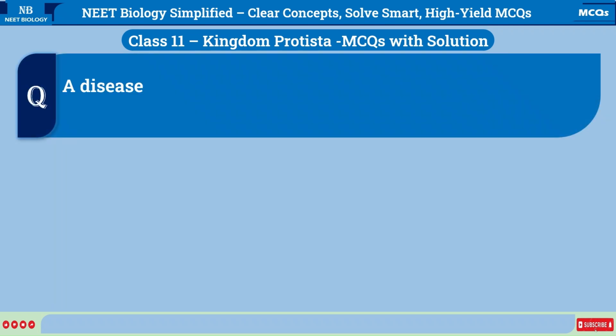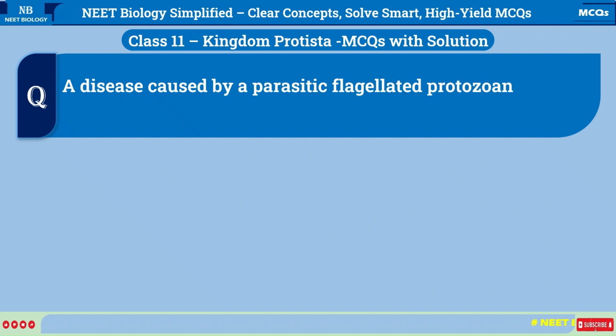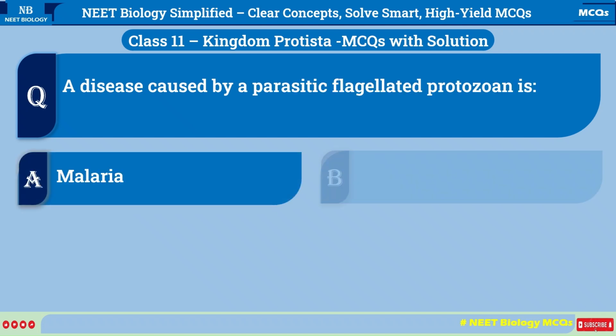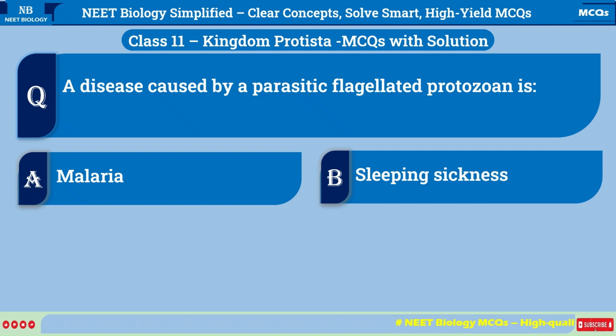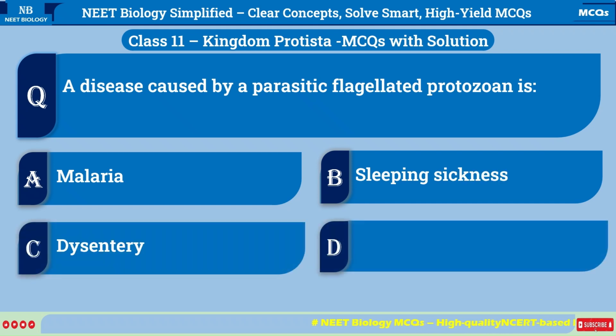A disease caused by a parasitic flagellated protozoan is A. Malaria, B. Sleeping sickness, C. Dysentery, D. Influenza.